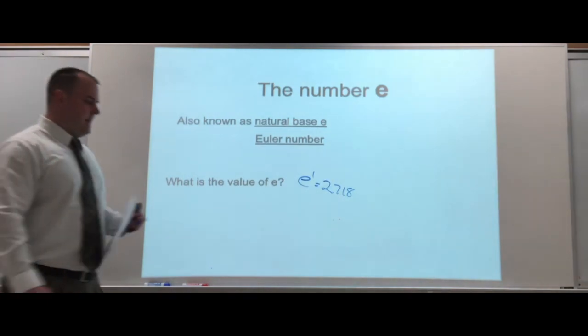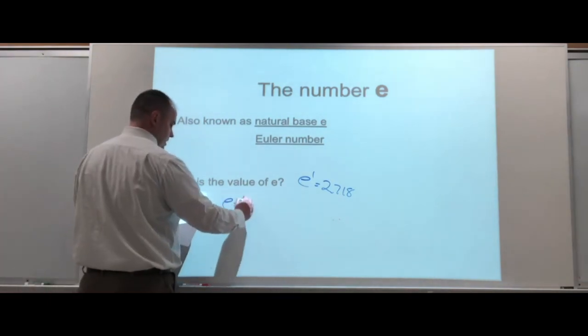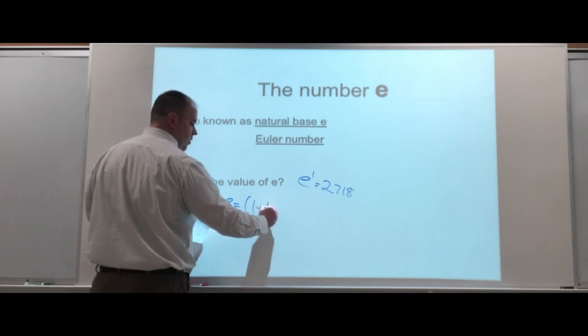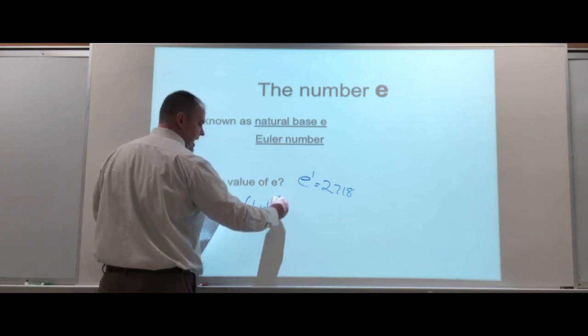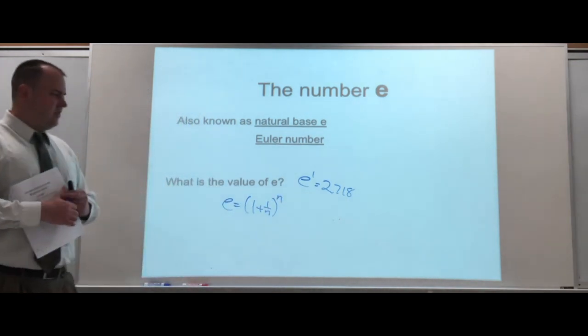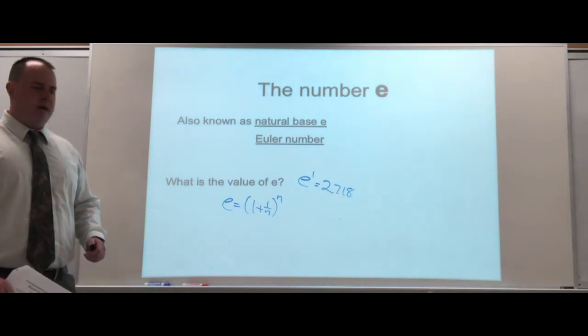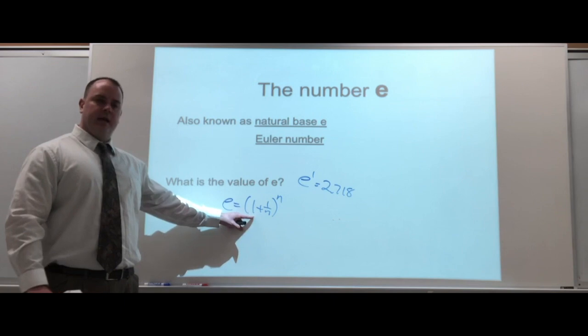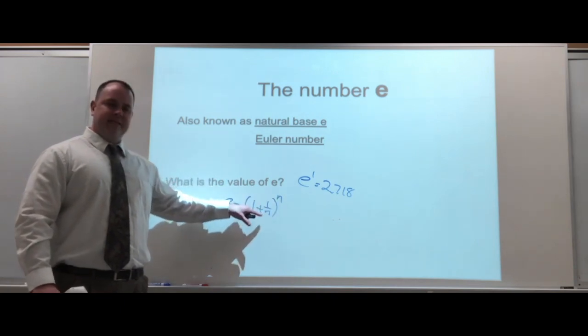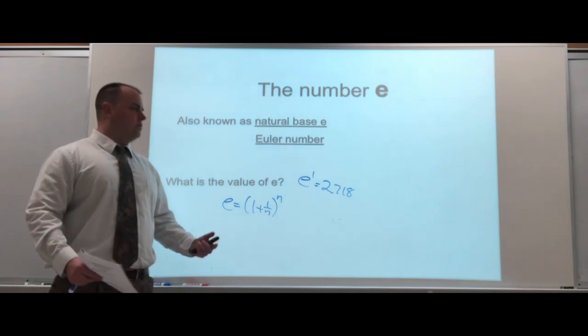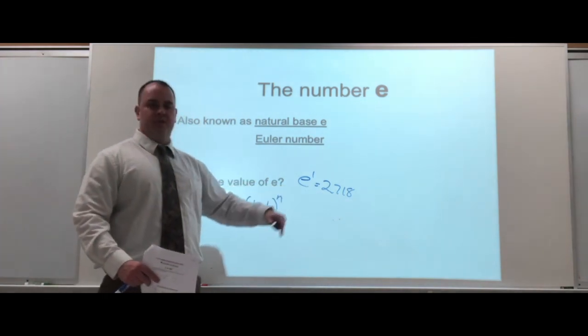The formula to get e is 1 plus 1 over n, to the n power. Now that should look kind of familiar. It does resemble the compound interest formula a little bit. If you plug this into your calculator under y1 and go to your table, the bigger and bigger n gets, the closer and closer you're going to get to 2.718.